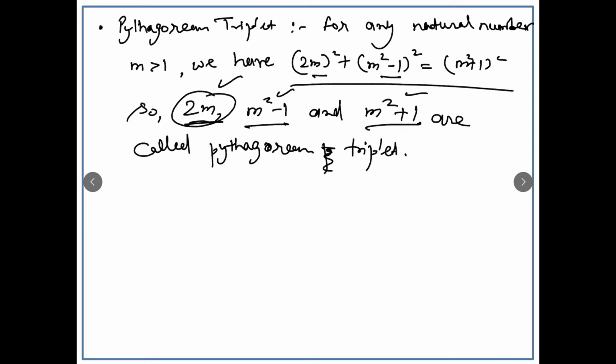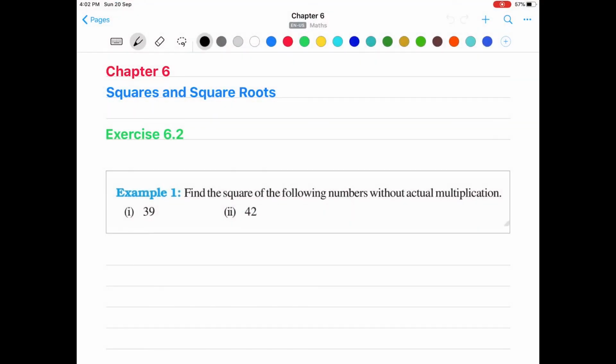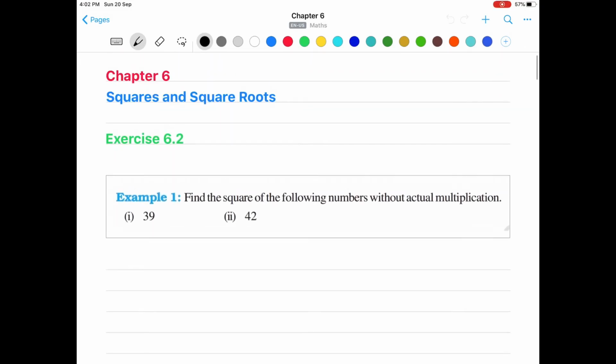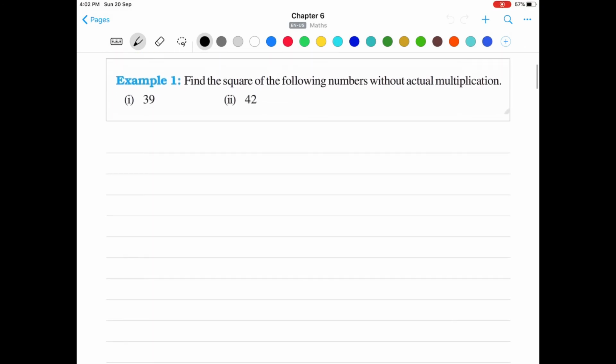Based on this we have the next exercise, which is exercise 6.2. Before that we have a few examples. Let's first look at the examples. First we have example number 1, which says find the square of the following numbers without actual multiplication. So we are asked to find the square of these two numbers without doing the actual multiplication. Again we are going to use the identity here. So let's write the solution of the first one.